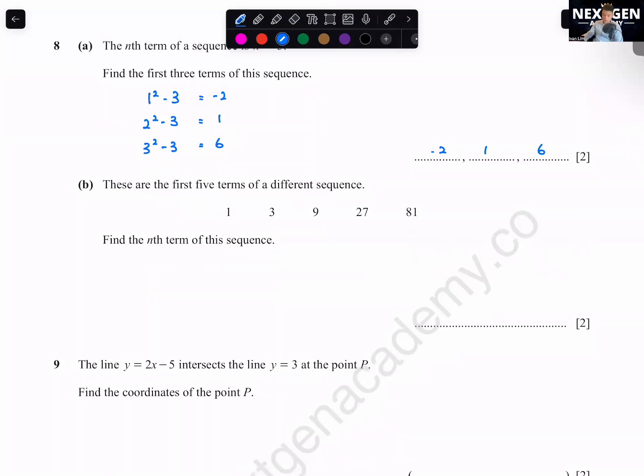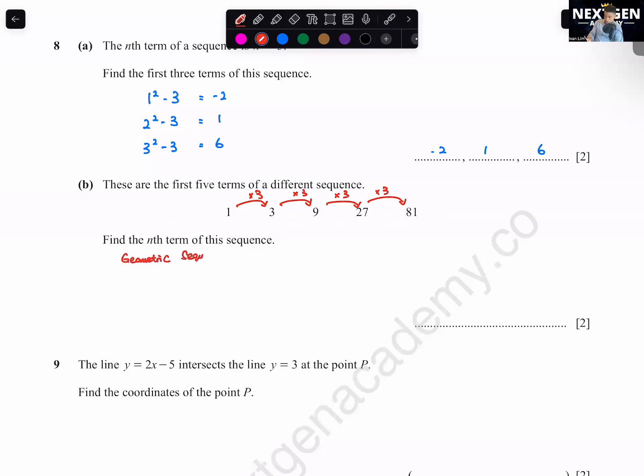Okay, question B. These are the first 5 terms of a different sequence. Find the nth term of this sequence. Number 1, we need to define what type of sequence this is first. 1, 3, 9, 27, 81. What's the pattern here? This to this, this to this, this to this, and this to this. Times 3. What type of sequence do we call this? Multiply by 3. We will define this as a geometric sequence.